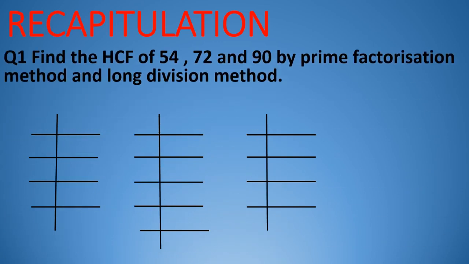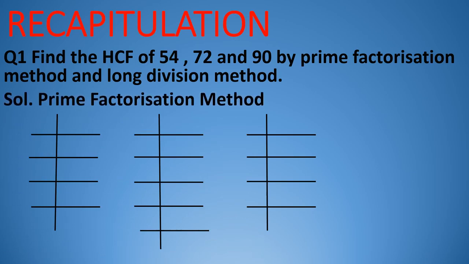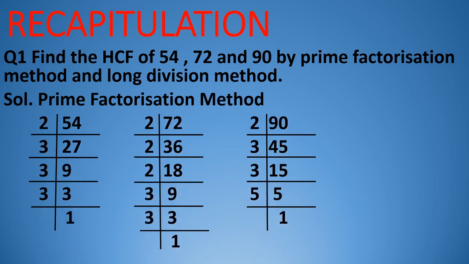See question number 1. Find the HCF of 54, 72 and 90 by prime factorization method and long division method. First of all I am doing this question by prime factorization method. In prime factorization method we have to make the factors with the prime numbers only. We will start factorizing a number by the lowest prime number if possible, that is 2. So let us make the prime factors of 54.